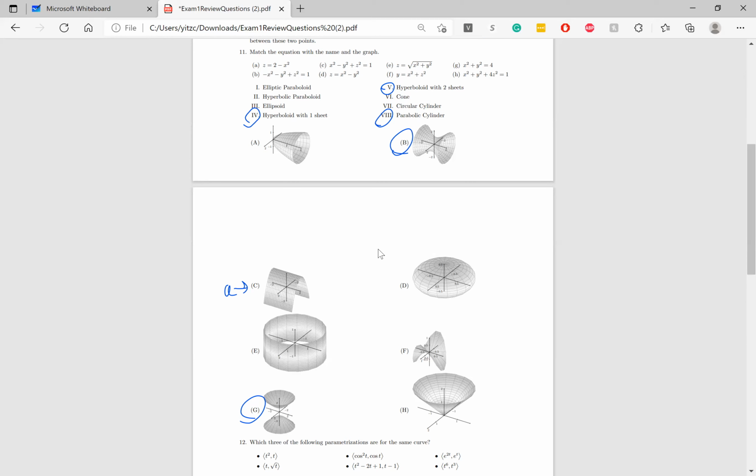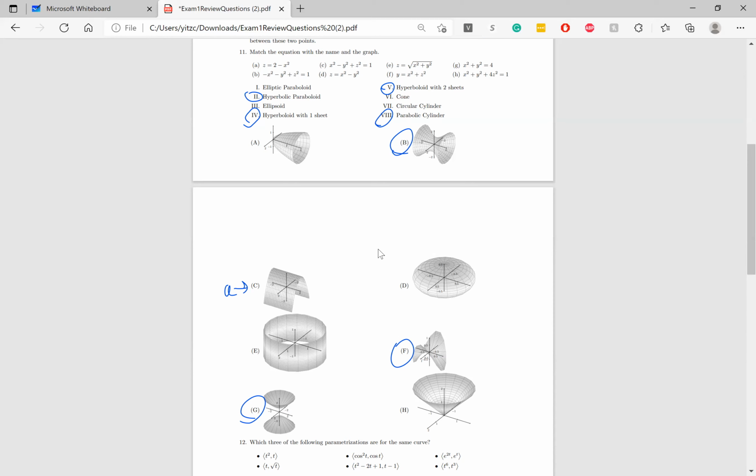Can anyone tell me what D looks like? F. Yeah, so D is going to be F. It is going to look like a saddle. And it's a hyperbolic paraboloid. And that's because if you take y to be 0, you get one parabola, which is positive. If you take x to be 0, you get one parabola, which is negative. So that gives you the two parabolas in your hyperbolic paraboloid. And then if you take z to be 0 or z to be some constant, you get a hyperbola. So that is D.